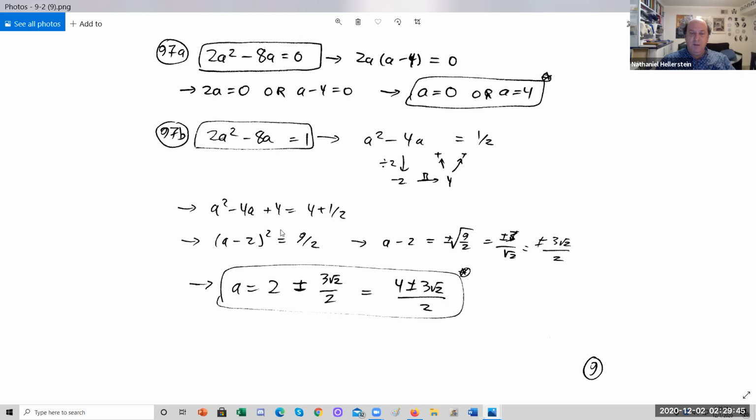4.5 is 9 halves. Take square roots. a minus 2 is plus or minus root 9 halves, which is plus or minus 3 over root 2. Multiply above and below by root 2. You get plus or minus 3 root 2. Divide by 2. a minus 2 is plus or minus 3 root 2 over 2. Add 2 to both sides, and you get a is 2 plus or minus 3 root 2 over 2. Or equivalently, a is 4 plus or minus 3 root 2, all that divided by 2.